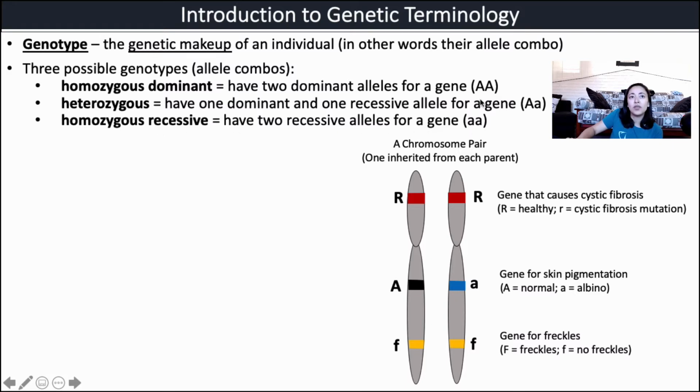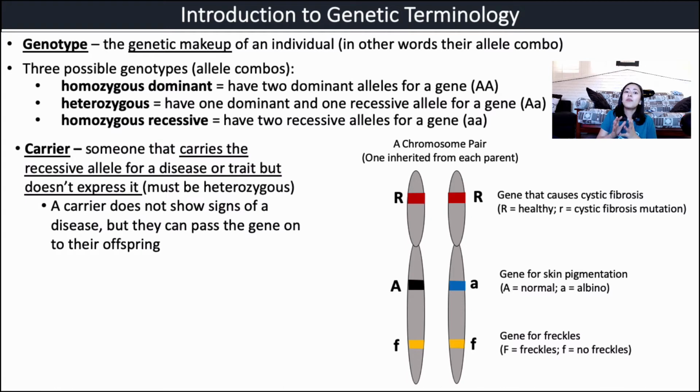Okay, so those are the only three possible genotypes that can exist for a gene. Another term that I want to point out is the term carrier. You probably have heard of this word before. For example, you might have heard somebody say that they are a carrier for a certain disease like cystic fibrosis. If someone is a carrier of a disease or a trait, that means that this individual carries the recessive allele for that disease or trait, but they don't express it.